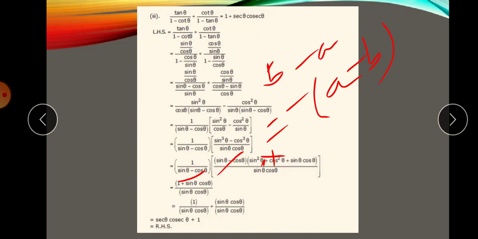That is, we have proved the RHS. So this is a very important sum you should practice. Here you are applying the a cube minus b cube formula. And when we interchange sine theta minus cos theta, the plus will become minus. These two parts you have to remember in this sum.